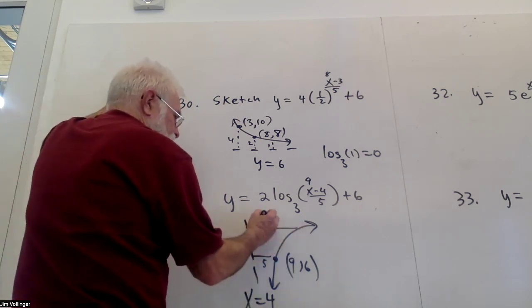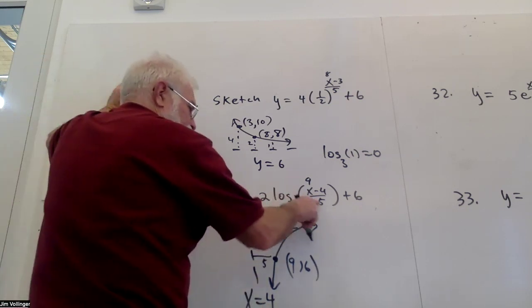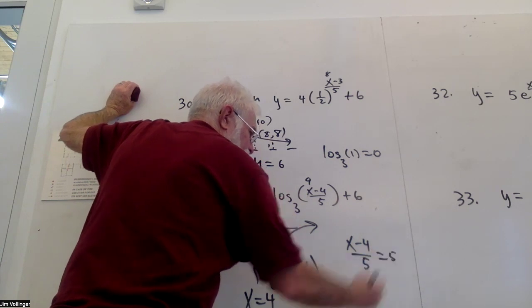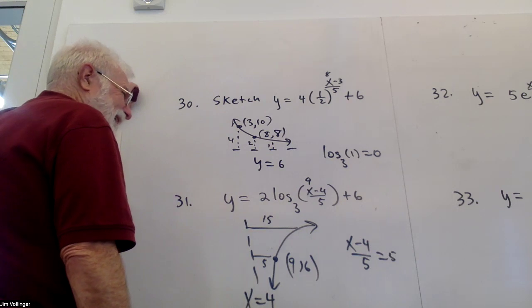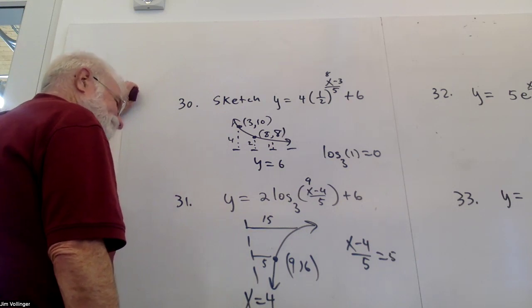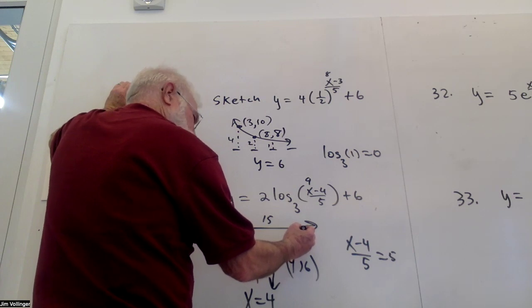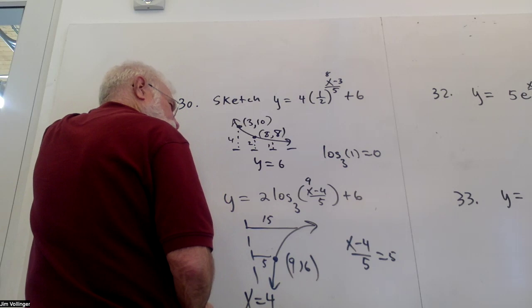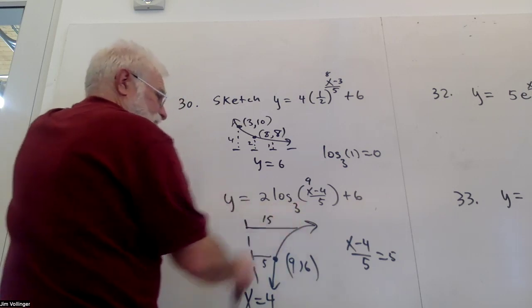Next one's going to be 15 units because it's going to be 3 times. So what do I want? I want the number 5. I want x minus 4 over 5 to equal 5. Well, 25 and 4 is 29. 29 gets me 25. I want that. 9 minus 4, 5. I wanted that. I wanted 4. And I want this to equal the base.